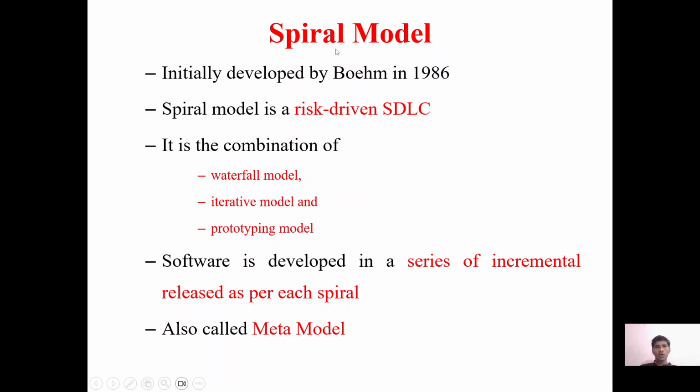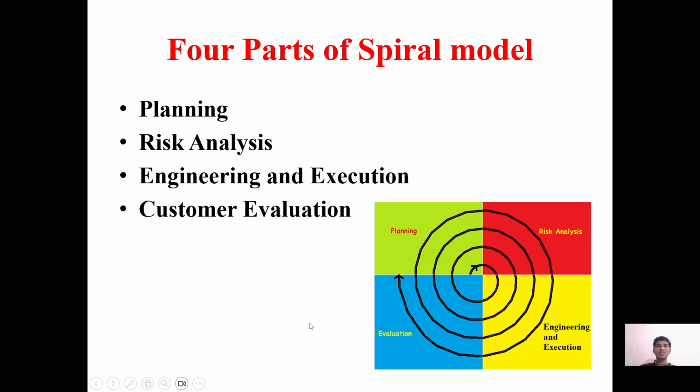So next is the spiral model. The spiral model was developed by Boehm in 1986. It is a risk-driven software development life cycle. It is a combination of waterfall, iterative and prototype models. This software development model is a series of incremental releases, one per each spiral. So it is also called a meta model.